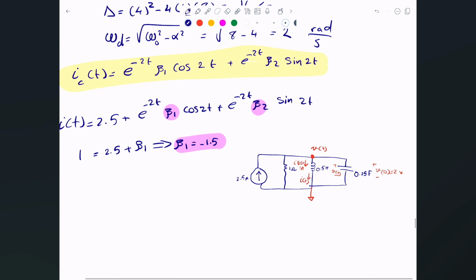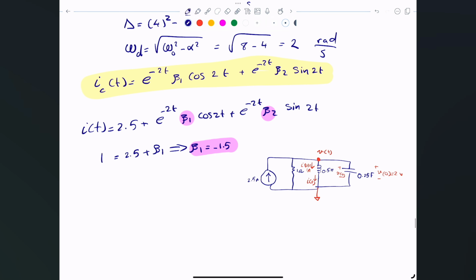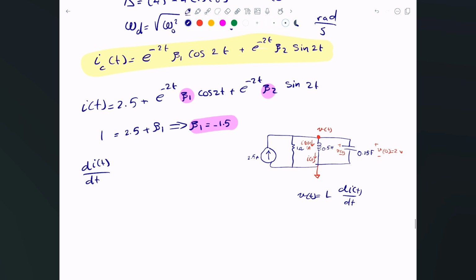Now what's next? Well, what's next is to figure out what beta 2 is. What do we need to do? We need to figure out di of t divided by dt. Well, we know that v equals L times di of t divided by dt. This is actually the voltage across the inductor. So we know that di of t divided by dt equals 1 divided by L times v of t. So we can just simply say this is 1 divided by L, which is 1 divided by 0.5. Well, 1 divided by 0.5 is just simply 2, so we can replace it by 2.